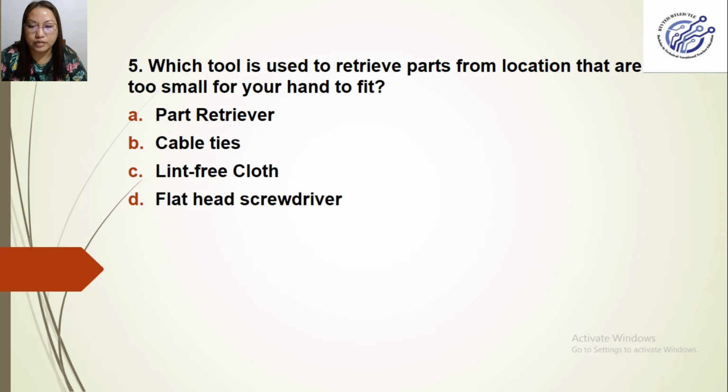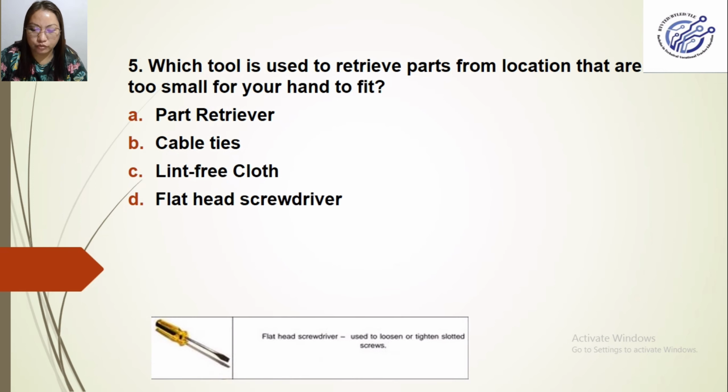Number 5, which tool is used to retrieve parts from locations that are too small for your hand to fit? A, part retriever. B, cable ties. C, lint-free cloth. D, flathead. So, tingnan natin kung ano itong mga to sila. So, first, we have the flathead screwdriver. So, yung flathead screwdriver, siya po yung nagtatighten at naglulusin ng mga screws na may flat or slotted na screws.